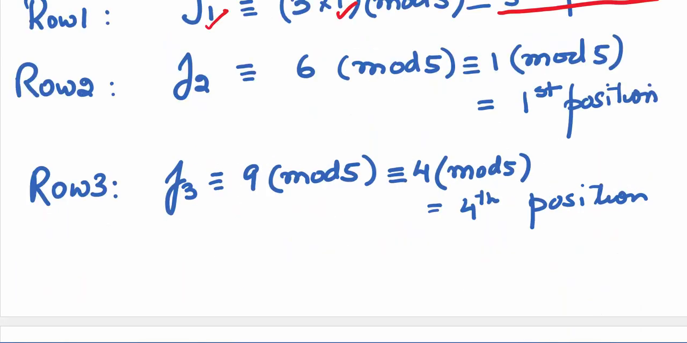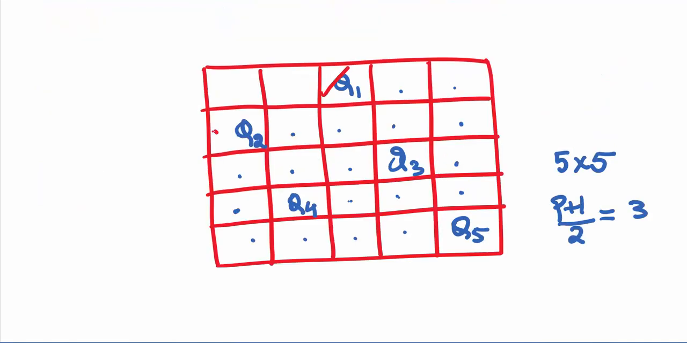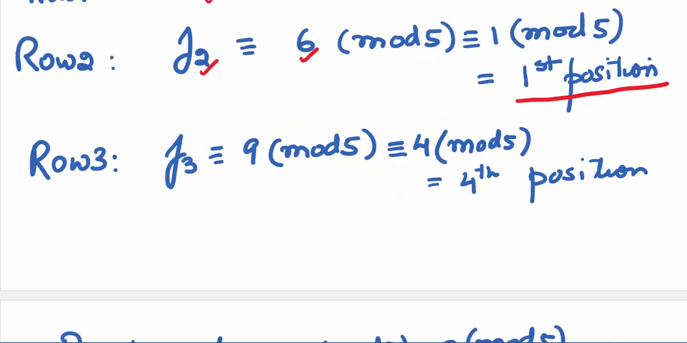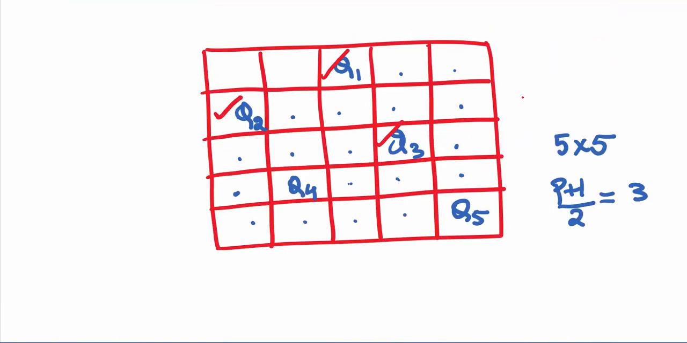Come to the second row. Now i value is 2. So your (p plus 1) by 2 into i is nothing but 6, which is congruent to 1 mod 5, which means your second queen will be placed at the first position in the second row. You can see in the second row, queen number 2 is placed in the first cell. Come to i equal to 3. Now, (p plus 1) by 2 into i gives us 9 modulus 5, which is congruent to 4 mod 5. So you are using the fourth position for placing the third queen. Your third queen is in the fourth place.